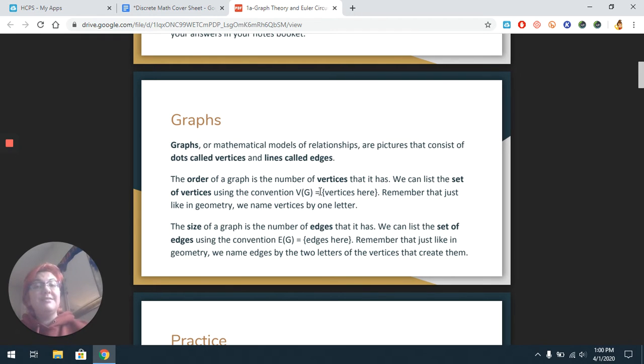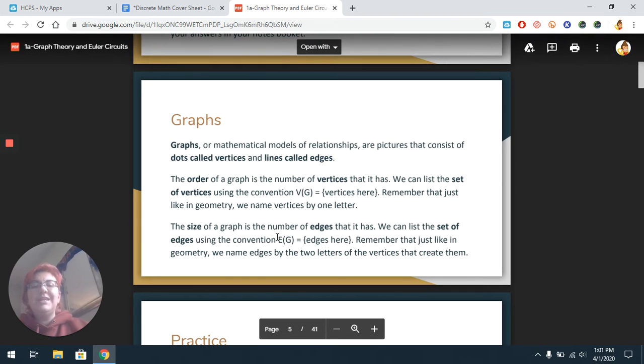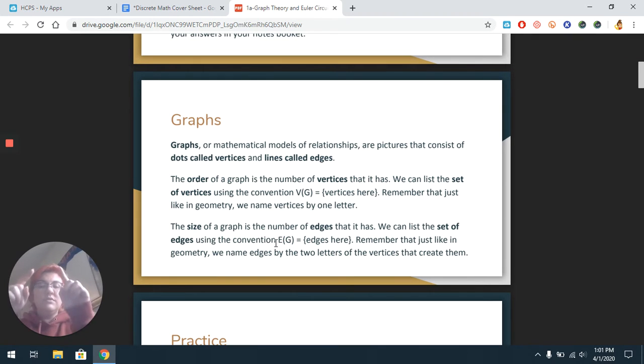Now, remember, just like in geometry, we name a vertex with 1 letter. For sides, that gives you the size of a graph. It's the number of edges that it has. Now we can list the set of edges using the convention E of G equals, little brackets, and then you list your edges. Remember, just like in geometry, an edge is listed using 2 letters, the vertex at each end.